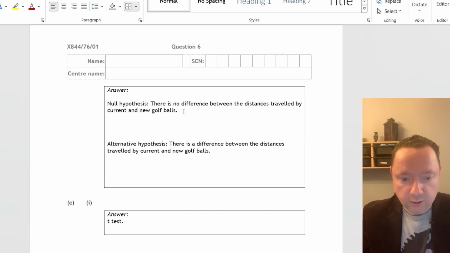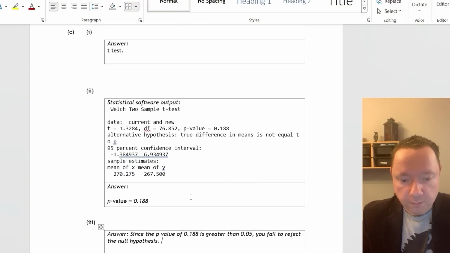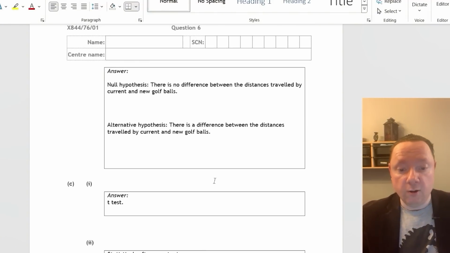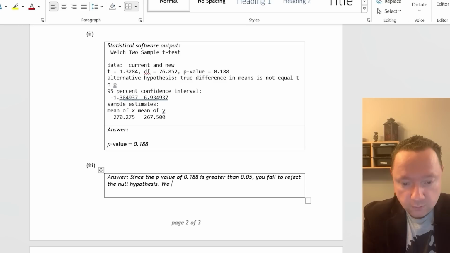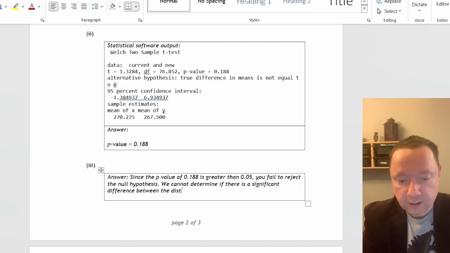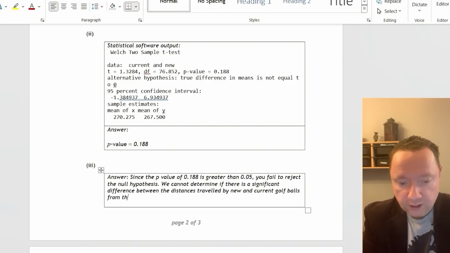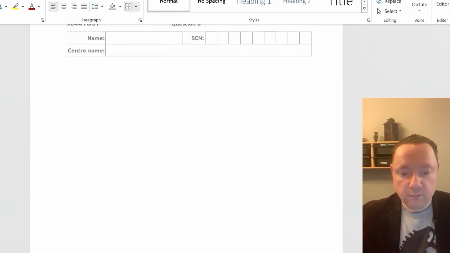And what was our null hypothesis? That there was no difference in the distances travelled between current and new golf balls. So if we were rejecting the null hypothesis, we would say that we can accept that there's probably a difference between current and new golf balls, but since we're failing to reject the null hypothesis, we cannot determine if there is a significant difference between the distances travelled by new and current golf balls from this data. And that's that question done.